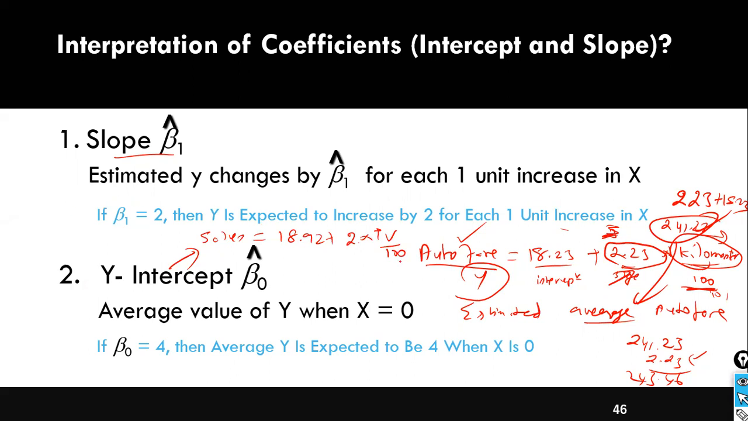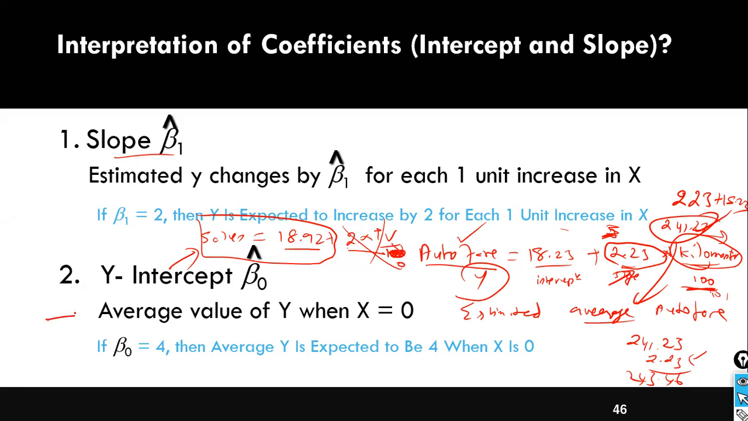And supposing I don't invest any money on TV. So TV is 0. This month we did not do any advertisement on TV. So 0 into 2, how much? 0. So this part has gone, leaving 18.92. When x equals 0, what is the value of y? That is your intercept. We can say it is the average value of y when x equals 0.